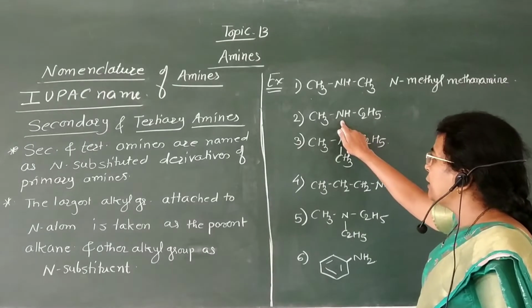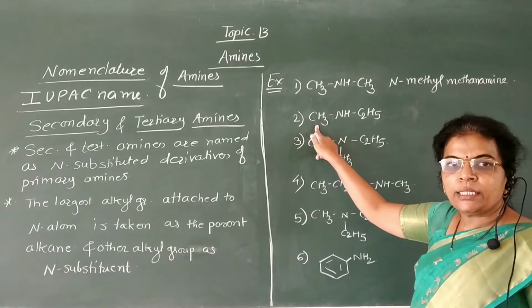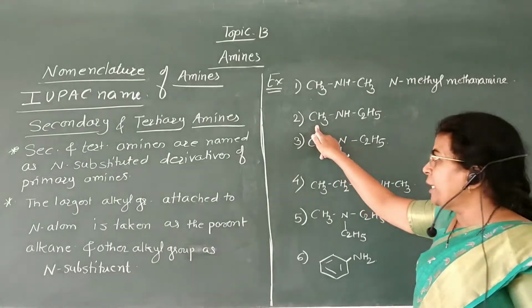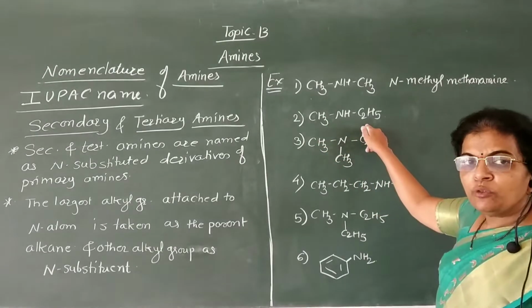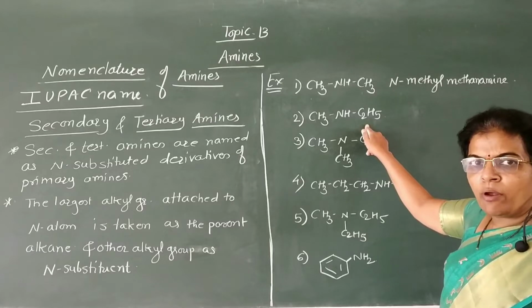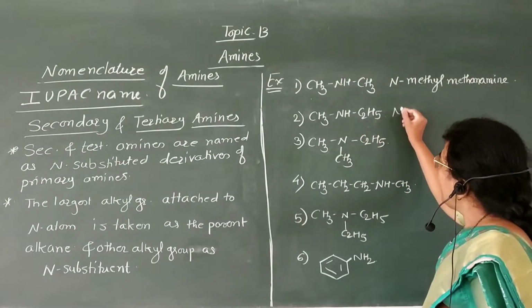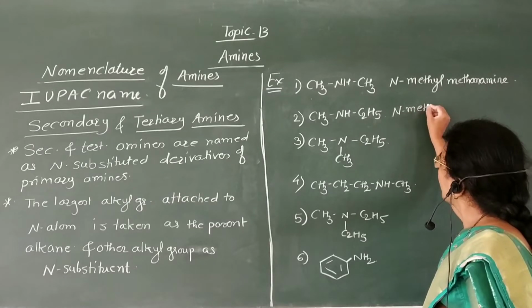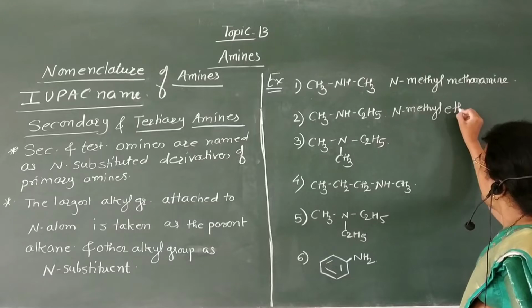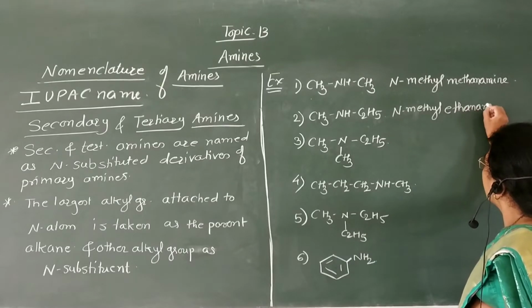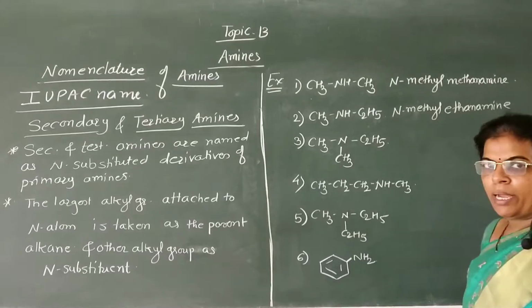Now in this case, the lower alkyl group, that is the alkyl group which possesses fewer carbon atoms, is taken as the N-substituent, and the higher alkyl group, that is the one which possesses more carbon atoms, is taken as the parent alkane. Then it becomes N-methyl. Now for the parent alkane it becomes ethane amine. That is N-methyl ethane amine.